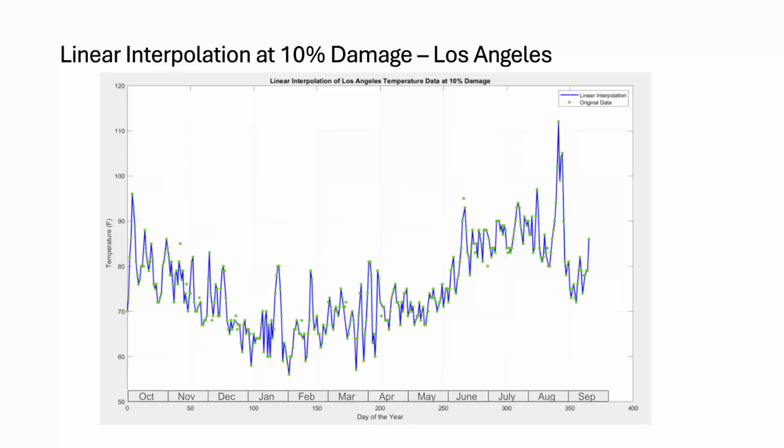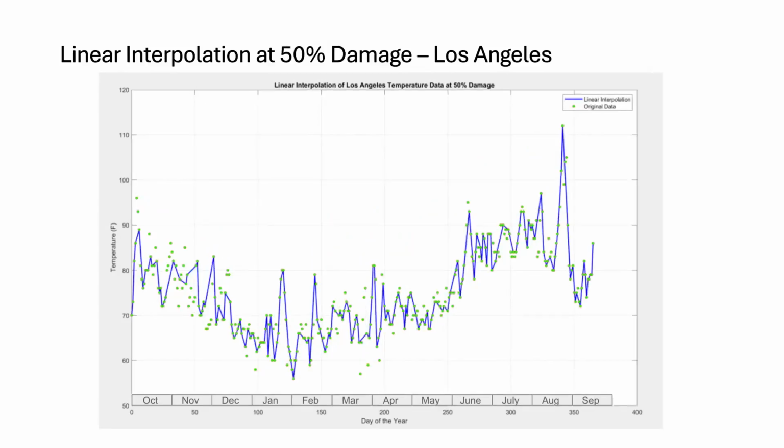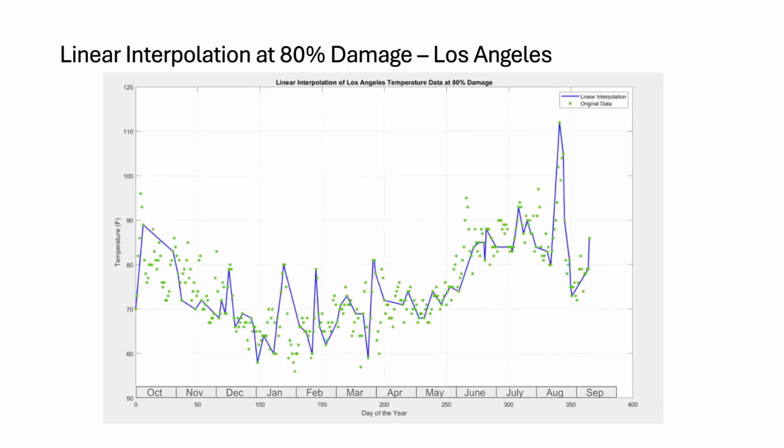And now when you go on to LA, you can see the range of temperatures is a lot smaller because LA is a coastal city and the climate doesn't vary as much. At 10%, it follows the trend pretty well. And similar to Lincoln, at 50%, it doesn't follow it as well. And then at 80%, it misses a lot of data points.